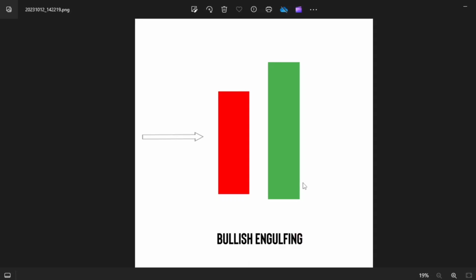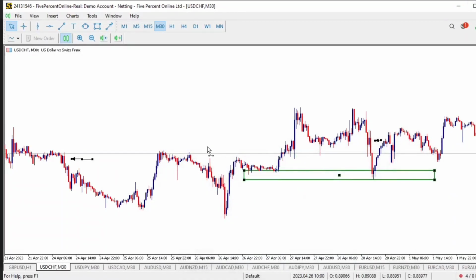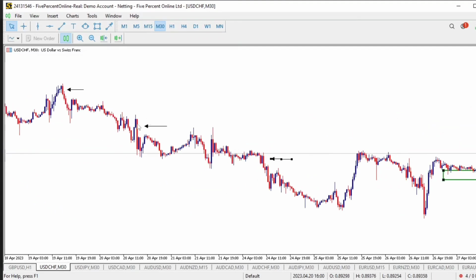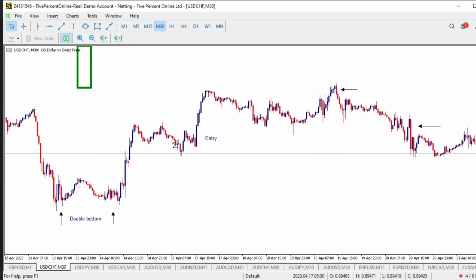Okay, now let's look at the bullish engulfing candle. It's exactly the same as the bearish engulfing candle, but just the opposite. Okay, now let's look at the chart. Let's look for a bullish engulfing candle.